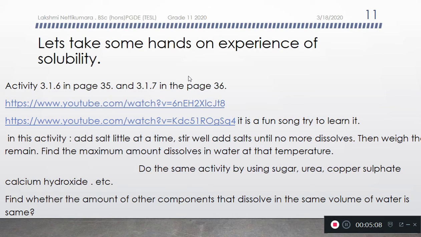Now move to the main topic, solubility. To take a hands-on experience, try to do the activities on page 35 and page 36. You can do these practicals or activities at home very easily. Please try it by yourself. Don't wait till the schools reopen. You can do them and get the hands-on experience by yourself. Here in this activity, you are asked to get 100 grams of salt and 100 milliliters of water.